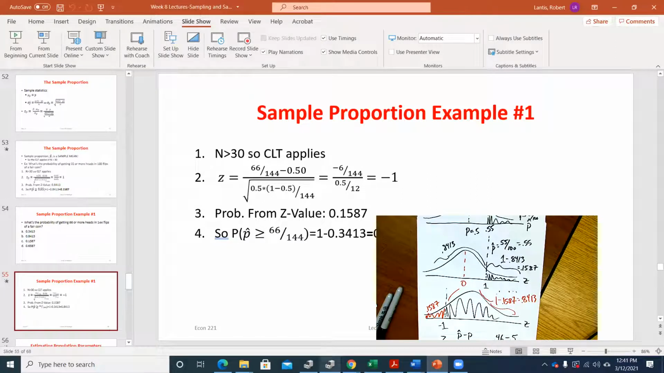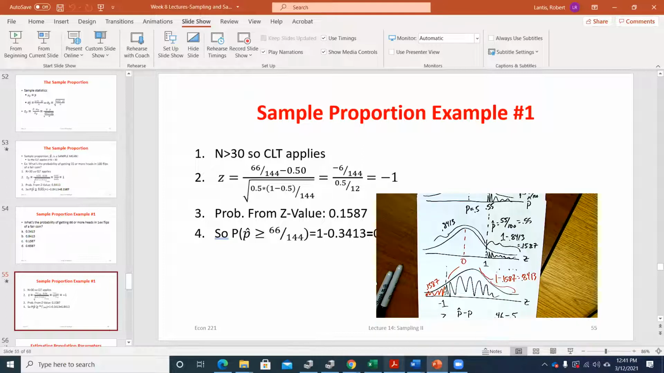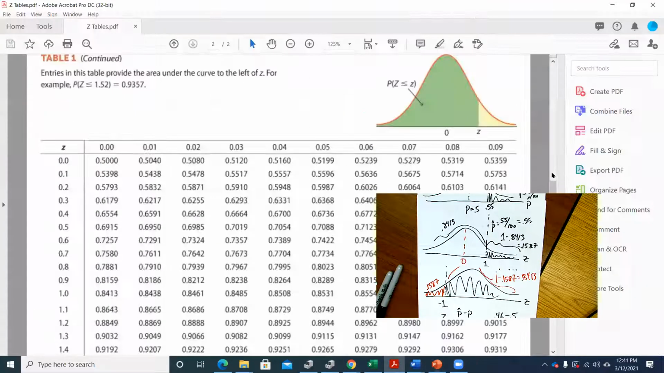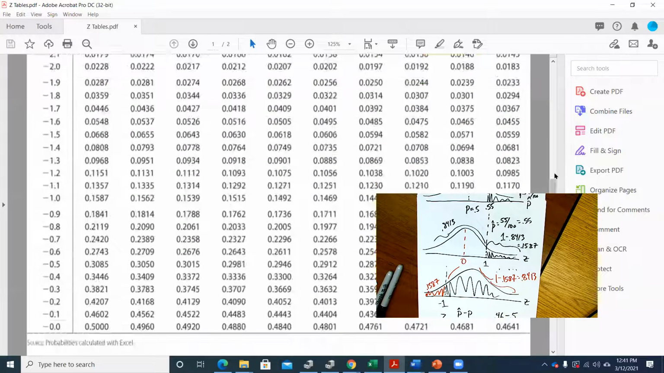Now, if I wanted to go ahead and look up that z-score of -1, I very well could have done that. So remember that first column is 0.0, so -1.00, 0.1587. Sure enough, that's exactly what I was saying earlier. Okay.